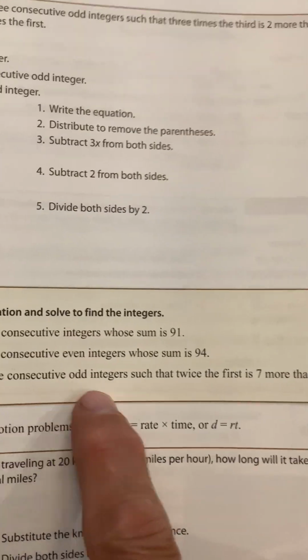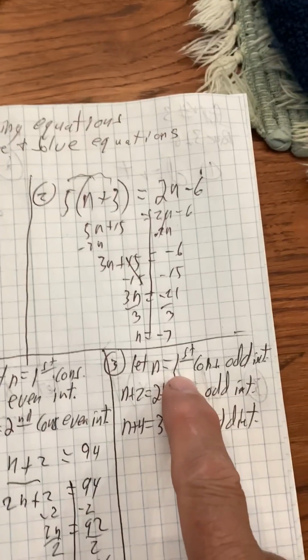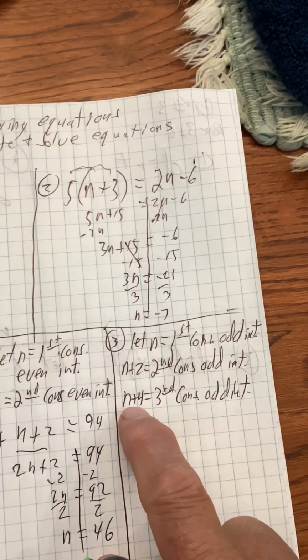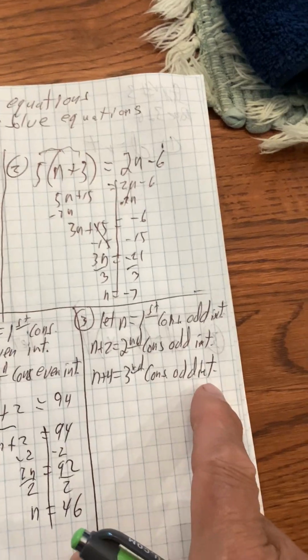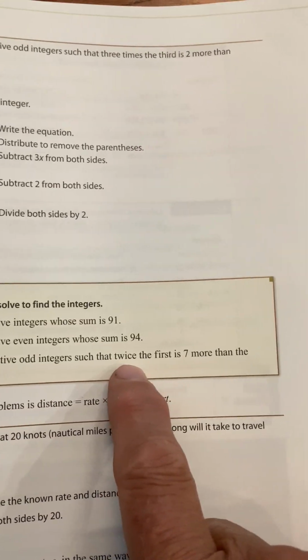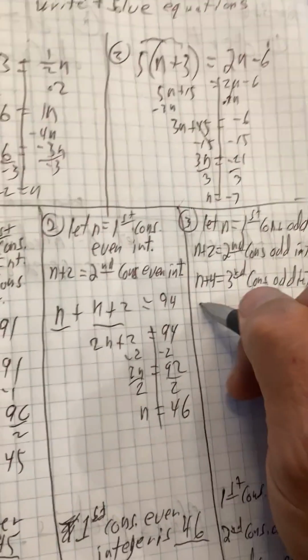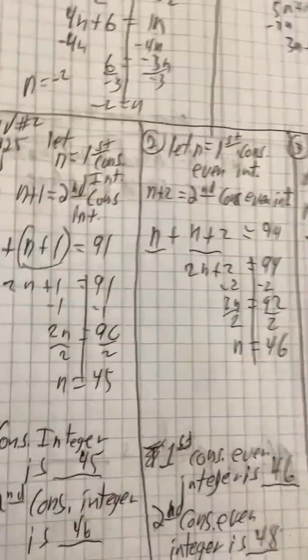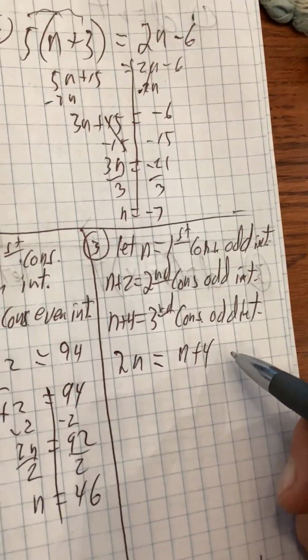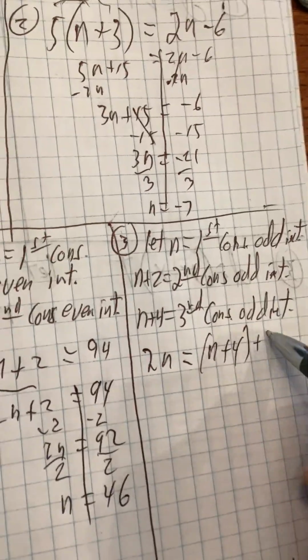And then number 3, you've got 3 consecutive odd integers. So n is the first, n plus 2 is the second consecutive odd integer, and n plus 4 is the third consecutive odd integer, right? So find 3 consecutive odd integers such that twice the first, so 2n, is 7 more than the third. Well, the third is n plus 4, and I'm just adding 7 to it.